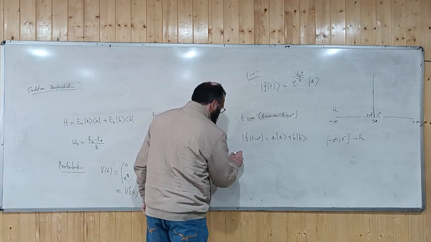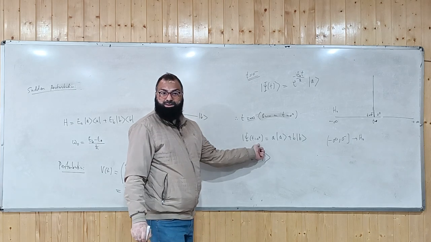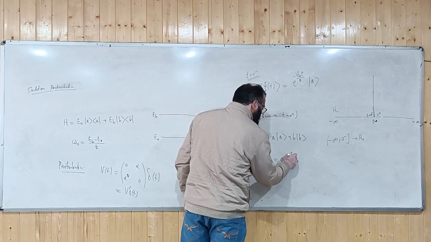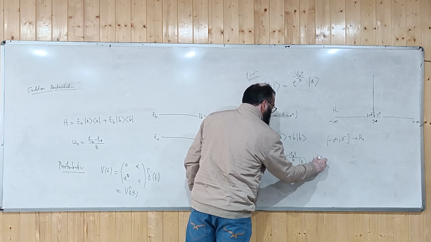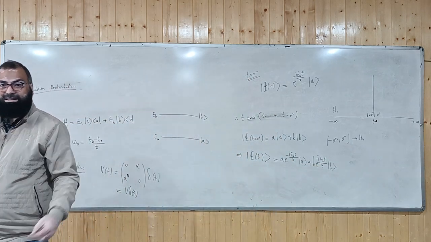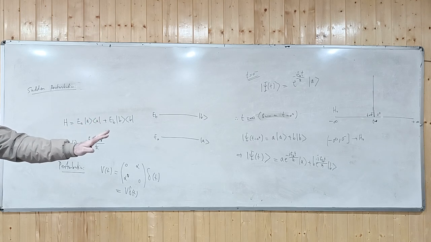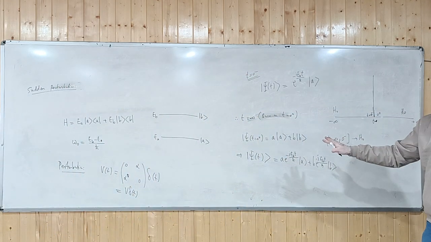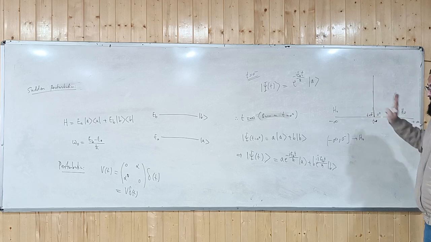So at any time t greater than this 0 plus, for any time in that region, I can write it as A e raised to minus i E_a t by h cross plus B e raised to minus i E_b t by h cross. Because in that region you don't have any time dependent potential, any perturbation. The system evolves only with H naught again, and these are simply stationary states of this H naught. The perturbation only exists here.